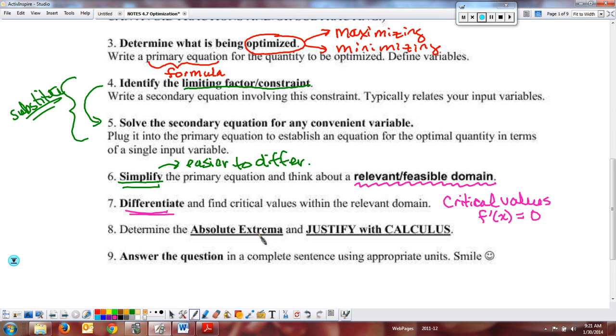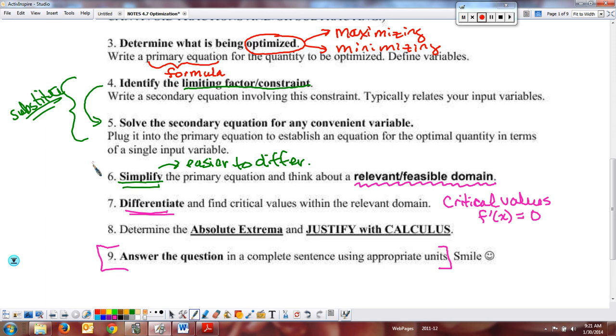We're going to determine the absolute extrema and justify with calculus. That's going to be our 3 methods: EVT, modified first, modified second. And then this is kind of important, I keep harping on this, is that you need to make sure you answer the question that they ask you and use appropriate units, okay, in order to get credit for your answer.